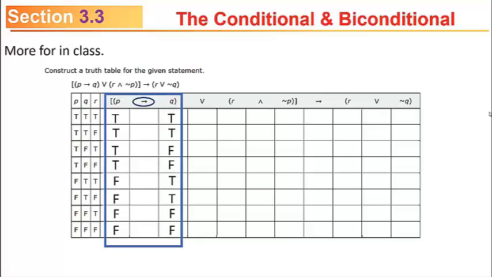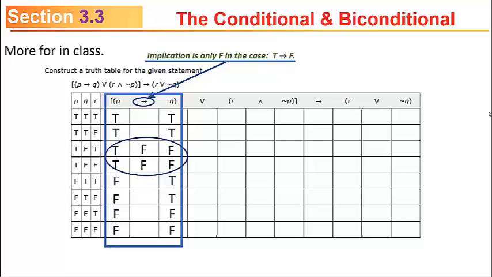Then I would attack the implication. Remember the implication, it's only false in the true implies false case. So I'm looking for true implies falses to turn to false. Otherwise it's true. So I just scan down through there and notice there are only 2 cases that give me true implies false. So I'm going to call those false. There aren't any more of those, so the rest of them are true.